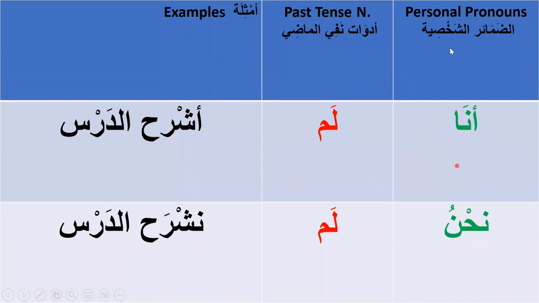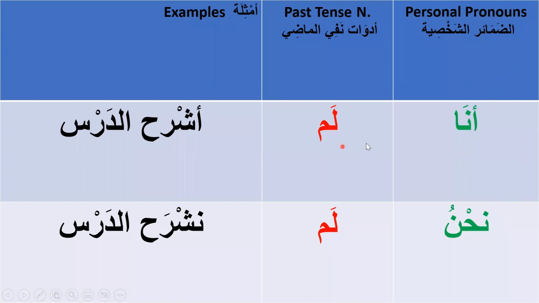أنا. I always use the personal pronouns, الضمائر الشخصية, or the subject pronouns, ضمائر الفاعل. فعل is to do, so those are the doers. The pronouns that I'm using are the doers' pronouns. أنا, I did, you did, I do, you do, and so on and so forth.